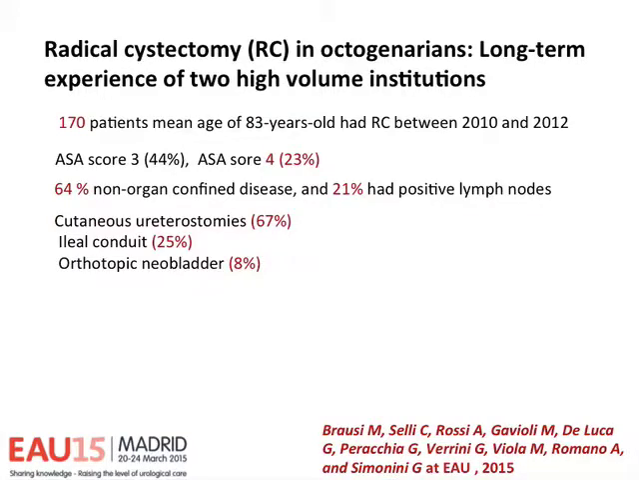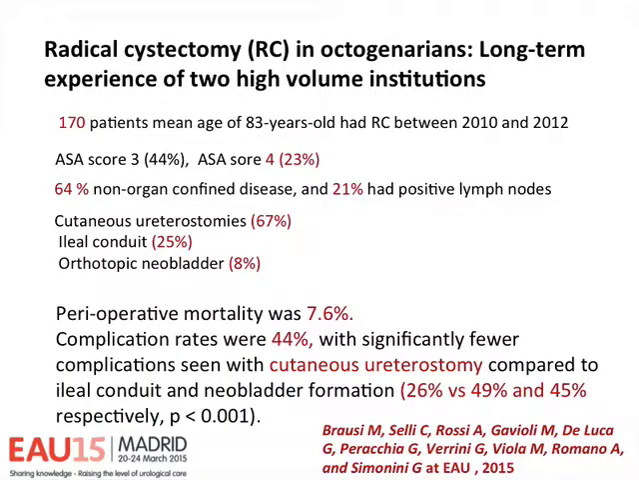They did cutaneous ureterostomy in 2 out of 3 of their patients, 25% ileal conduit and orthotopic neobladder in 8%. So perioperative mortality was 7.6%. Complication rate was 44%. Interestingly, in cutaneous ureterostomy, it was 26% versus 49% in conduit and 45% in neobladder. So it would be one thing to think about.